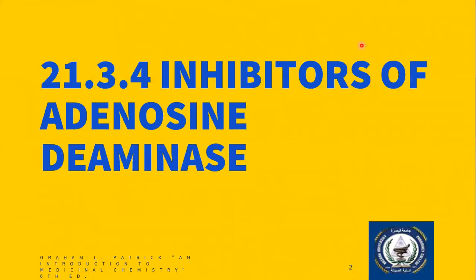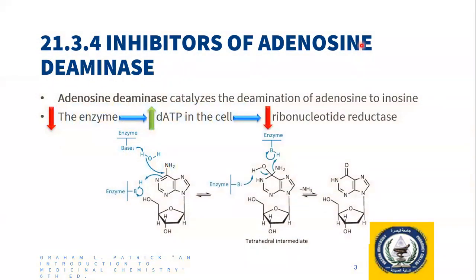Now we will talk about inhibitors of adenosine deaminase. So what does adenosine deaminase do? It catalyzes the deamination of adenosine to inosine. This is adenosine. By the action of the enzyme adenosine deaminase, the adenosine will be converted to inosine. This is the inosine. The difference is that the adenosine has an amine group here, and the inosine has a carbonyl.